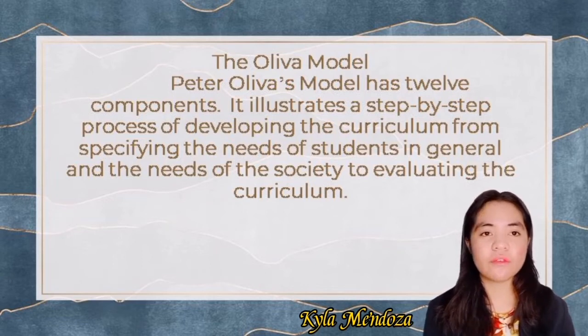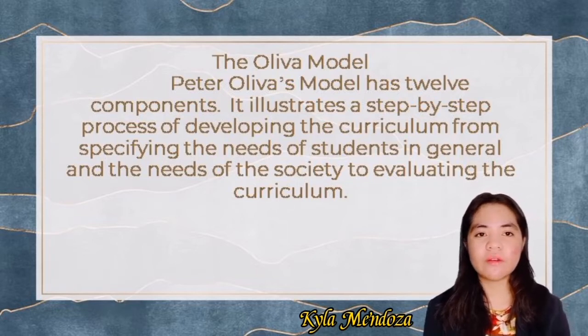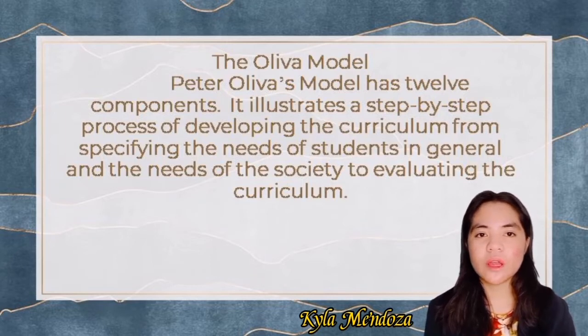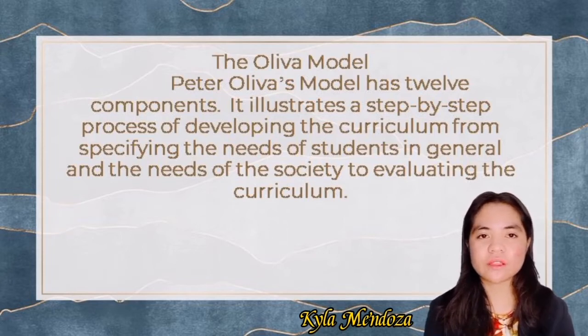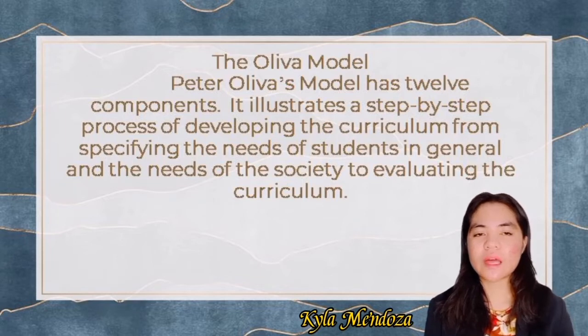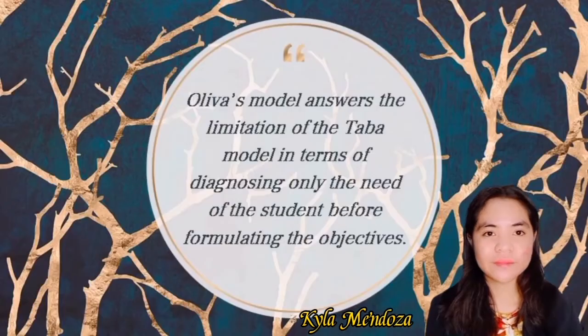The Oliva model of curriculum development is composed of 12 components now because Peter Oliva revised it in the year 1992. It became broader, and he considered the society and the subject matter in stating the aims of education and their philosophical and psychological principles, which is similar to Tyler's considerations for selecting the objectives.